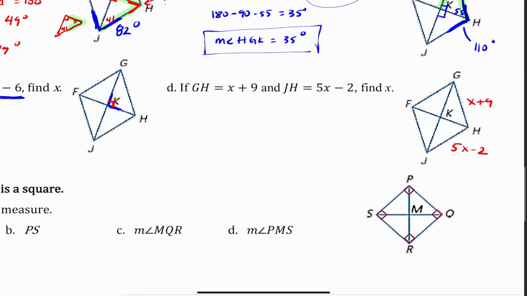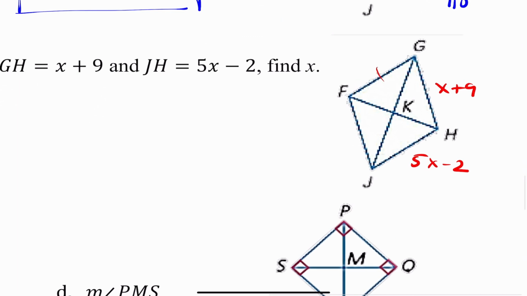That means if I look at this figure, this side here is congruent to that side. This side here is congruent to that side. I don't need to draw any more tick marks because all of the sides are congruent. They're equally the same. So that means I can set these expressions equal to each other. So x plus 9 is equal to 5x minus 2.